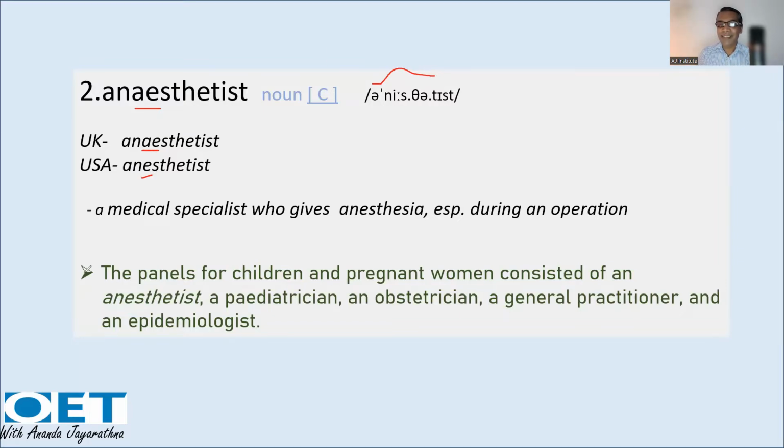Now read this sentence with the correct pronunciation of anesthetist. The panels for children and pregnant women consist of an anesthetist, pediatrician, obstetrician, a general practitioner, and epidemiologist. In our first lesson, we learned how to pronounce pediatrician and obstetrician. So if you are new to this lesson, please refer to that one as well.